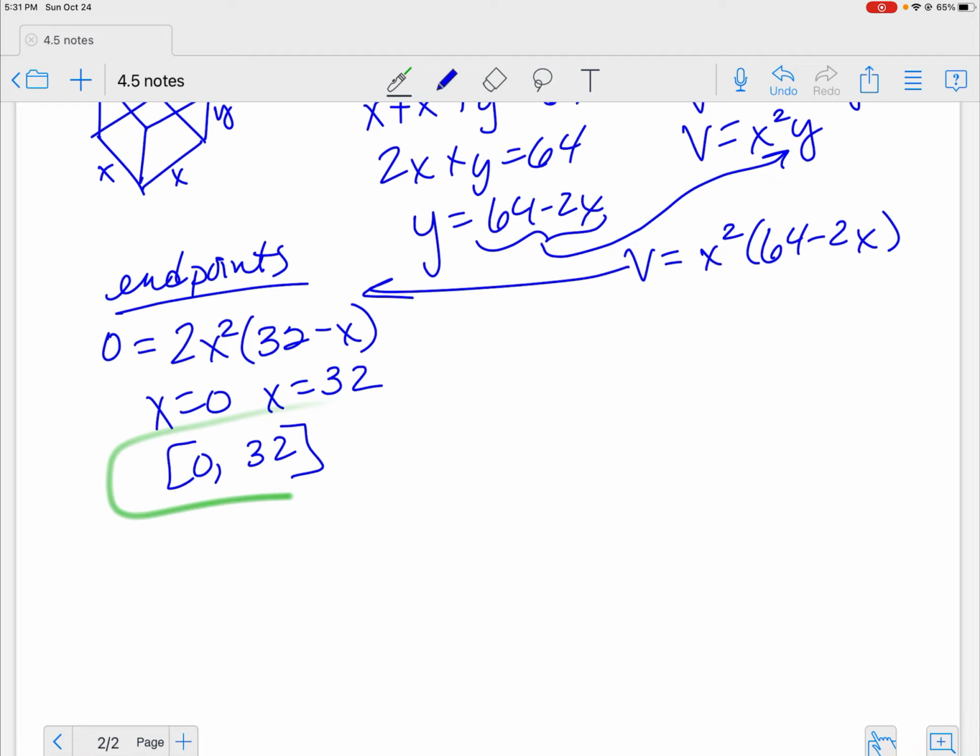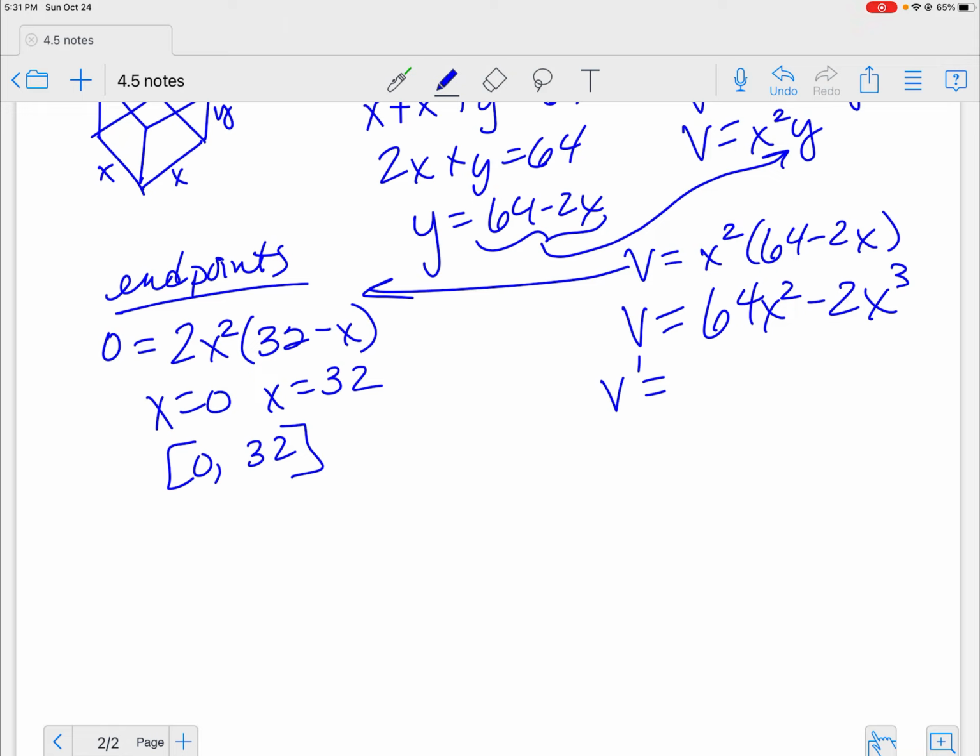These are the possibilities, but those endpoints are not realistic. All right. So here I just have something to distribute, so I'm not going to do the product rule. It's just easier. 64x squared minus 2x cubed, and then take that derivative. So what's that? 128x minus 6x squared.